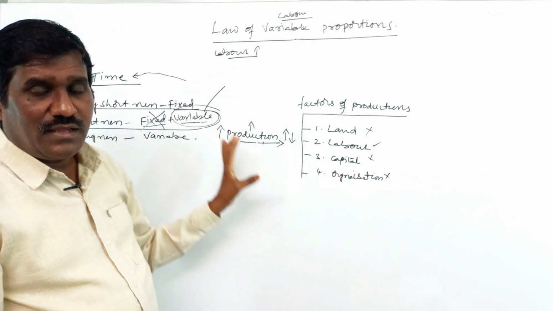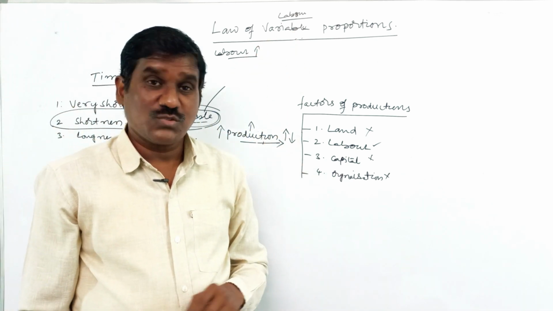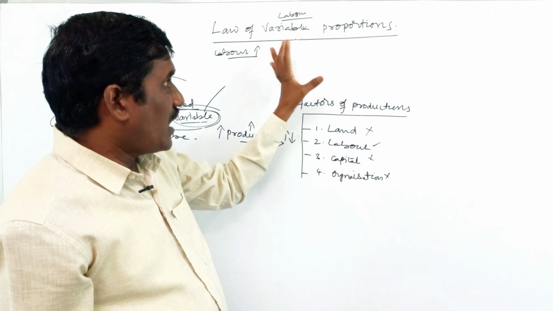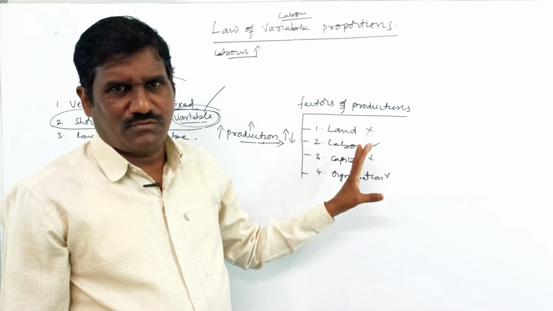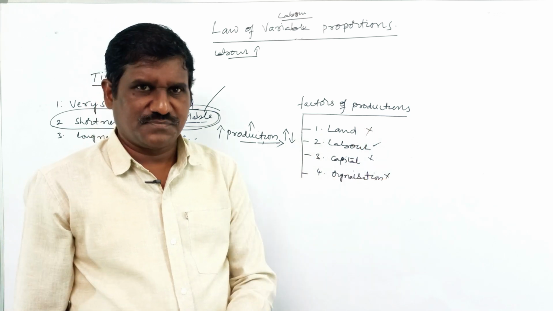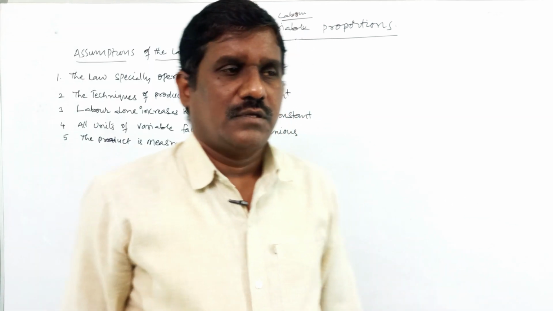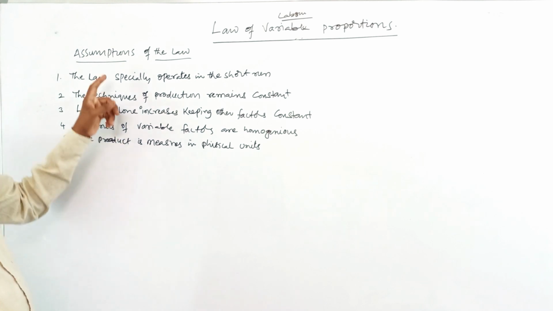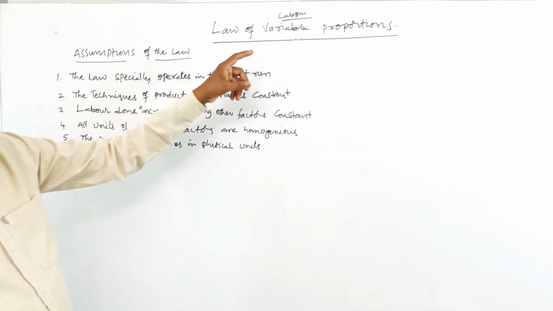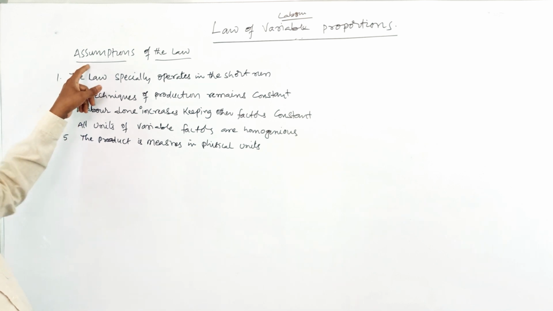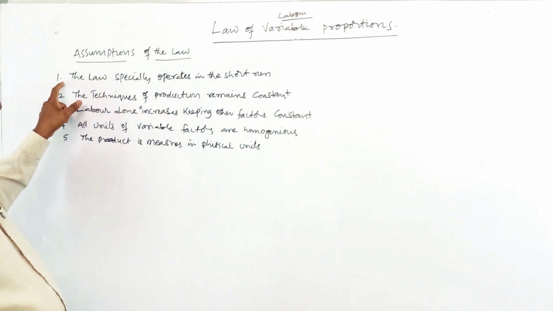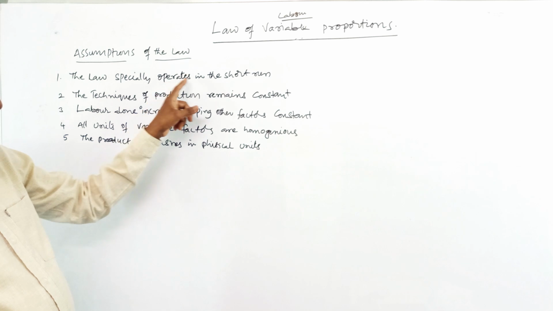It is applicable in the short run. So this is the definition of the law of variable proportions. And let me say the assumptions of the law of variable proportions. See here, assumptions of the law. One is the law operates in the short run.